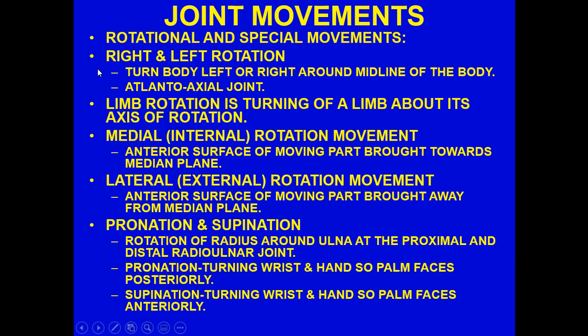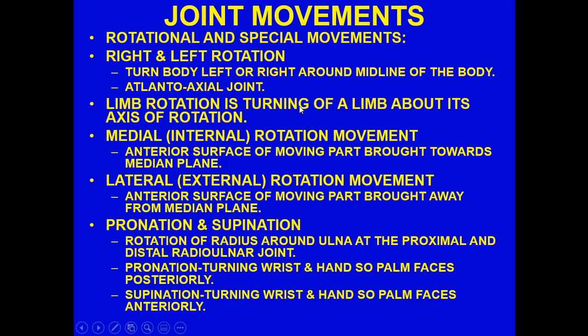Rotational and special movements. Now, here's the thing. We've gone through the basics, but now we're going to see certain parts of the body that allow us to have specialized movements, in part because of the unique joints that are present there. Right and left rotation of the head. You're turning the body left or right around a midline of the body, and the best example of that is the atlantoaxial joint. Remember, the joint that exists between C1 and C2. The shaking of the head, no.